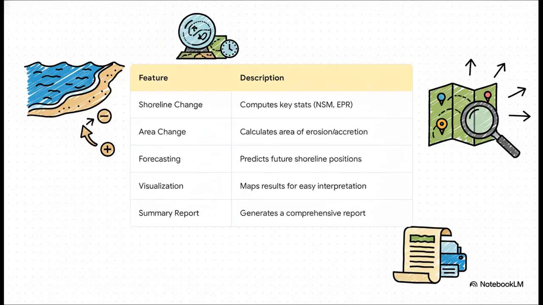Well, QSCAT gives you a whole suite of analytical tools. It calculates key statistics like net shoreline movement, which is just the total distance a shore has shifted, and the endpoint rate, which is the speed of that change. It can also calculate the total area of land that's been lost or gained, and what's really cool is it can even forecast where the shoreline might be in the future, and it visualizes all this data on a map before generating a full report.